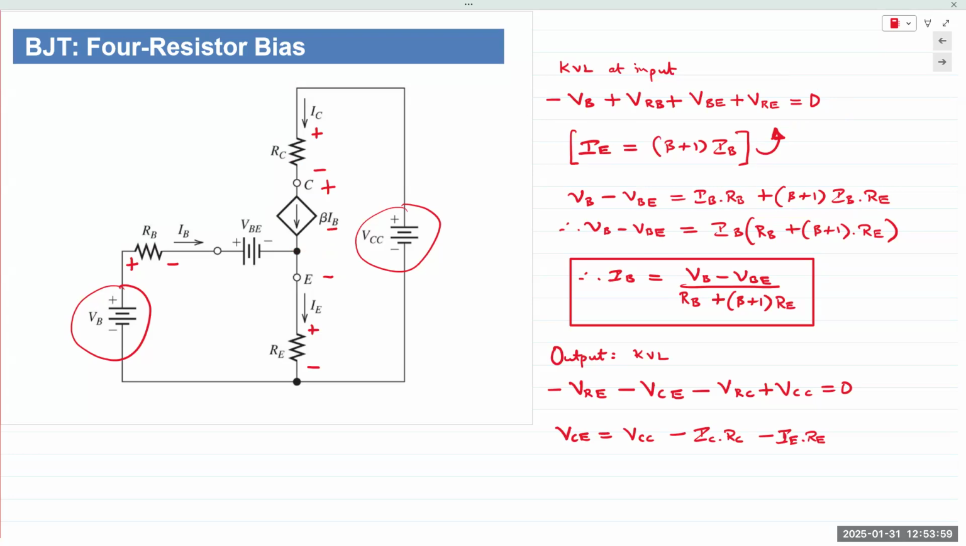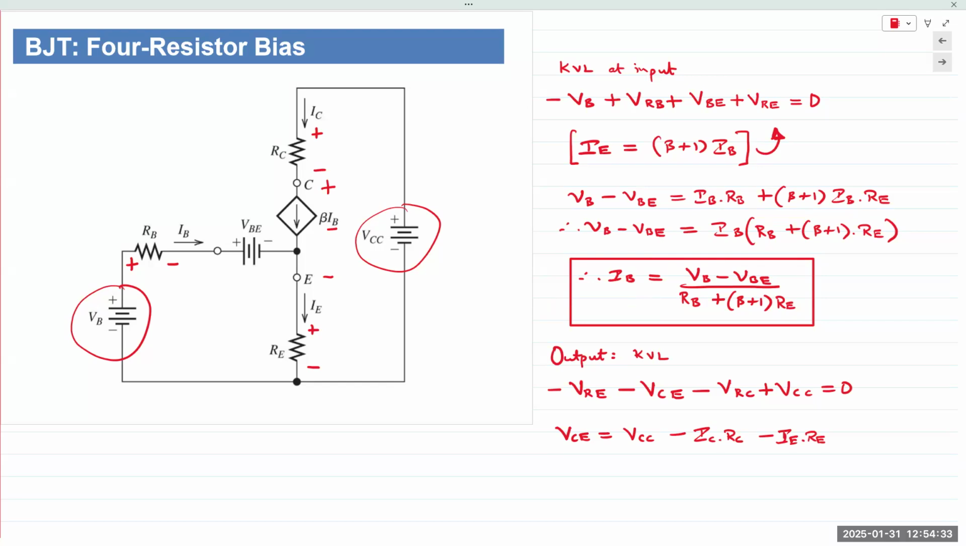IE is the sum of IC and IB. IC is beta times IB. So we can rewrite IE as beta plus 1 times IB. From there, we rearrange the terms and we want to determine what our input current is going to be. So IB is VB minus VBE divided by RB plus beta plus 1 times RE.